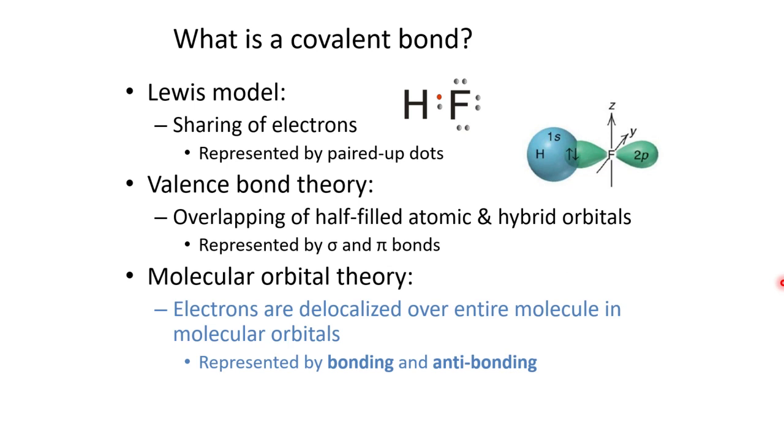With molecular orbital theory, we're talking about electrons being delocalized over the entire molecule in these molecular orbitals. So in other words, the electrons are not just stuck in between these atoms, but rather they have a whole area in which they might exist. And we have two terms that we will use repeatedly: bonding and anti-bonding.